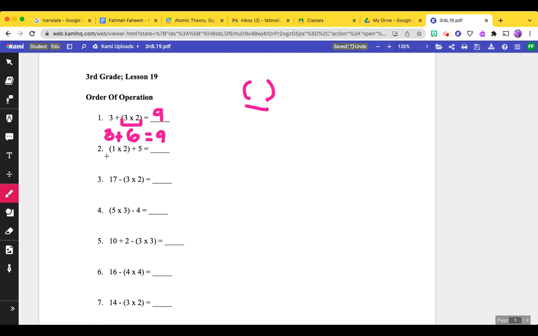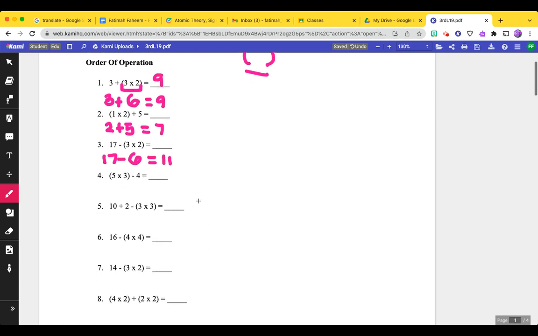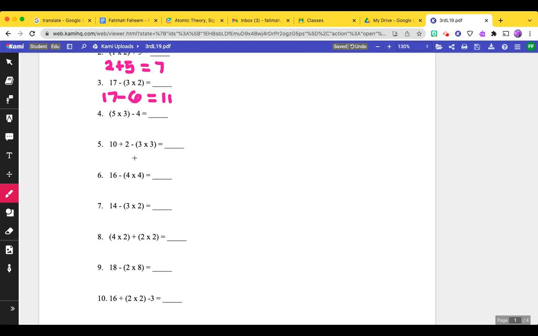Let's try number 2. 1 times 2 equals 2, and plus 5 equals 7. Let's try number 3. 3 times 2 equals 6. 17 minus 6 equals 11. It's not that hard, right? Let's try number 5. 3 times 3 equals 9. So 10 plus 2 minus 9. If this happens, you just calculate left to right, same as usual. 10 plus 2 equals 12, minus 9 equals 3.